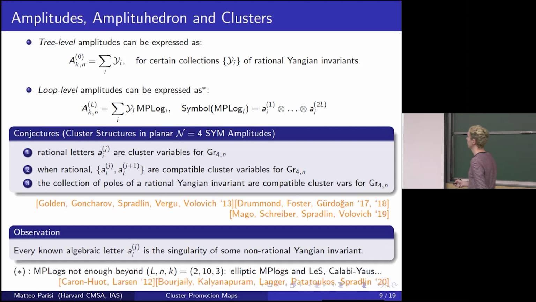Of course, we know that multiple polylogarithms are not enough, so we have to go beyond them. But I think it's still an open question to understand how the cluster structure interplays with elliptic multiple polylogarithms or leading singularities and Calabi-Yau integrals over Calabi-Yau manifolds. So this I'll leave for future work.